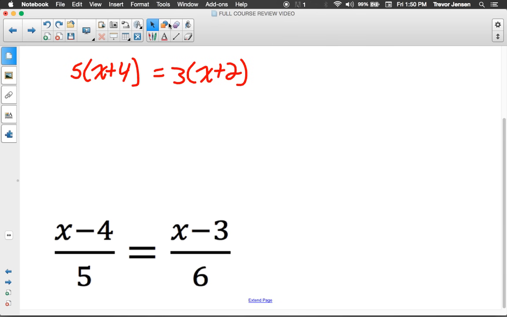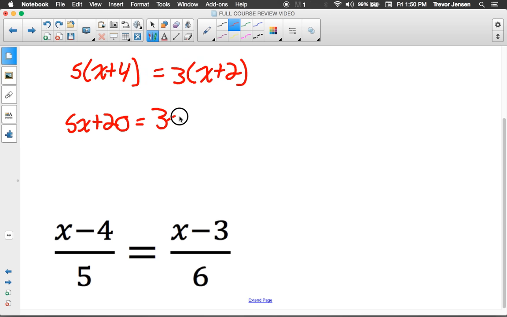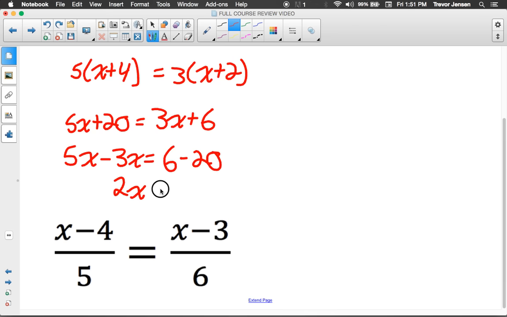I'll just do it very quickly. Get rid of your brackets using distributive property. 5x plus 20 equals 3x plus 6. Get all the terms with the variable on the same side. I'll bring them to the left, so I'll bring the 3x over, becomes a minus 3x. Leave the constant of 6, bring the plus 20 over, becomes a minus 20. And I have 2x equals negative 14.